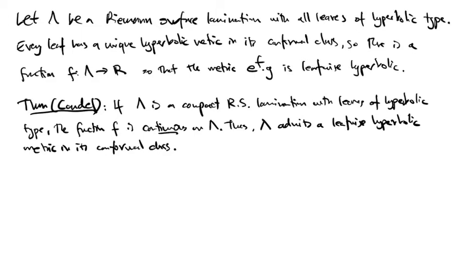Candel's theorem says that the function f is continuous on lambda. What this means is that if lambda has all leaves of hyperbolic type, then it admits a metric continuous in lambda and leafwise isometric to a quotient of the hyperbolic plane.